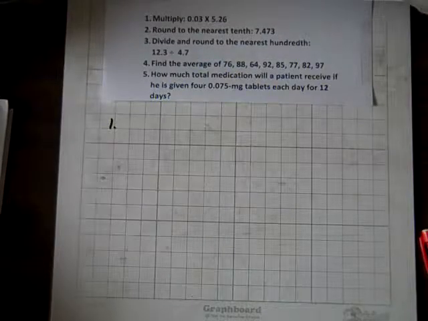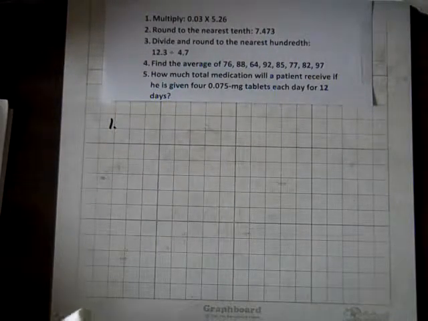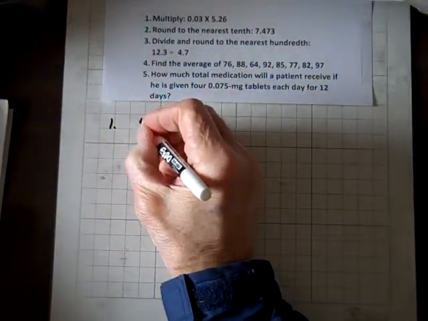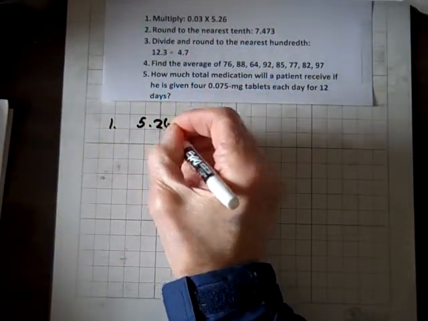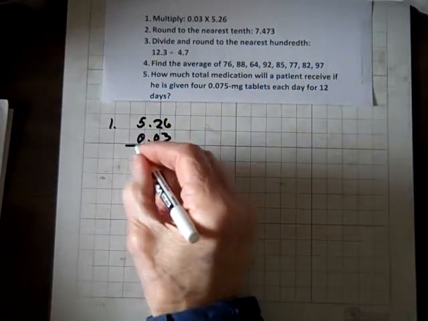Well, now we're doing section 3.2, which has to do with multiplication and division. And our first question asks us to multiply 5.26 times 0.03. And let's see.